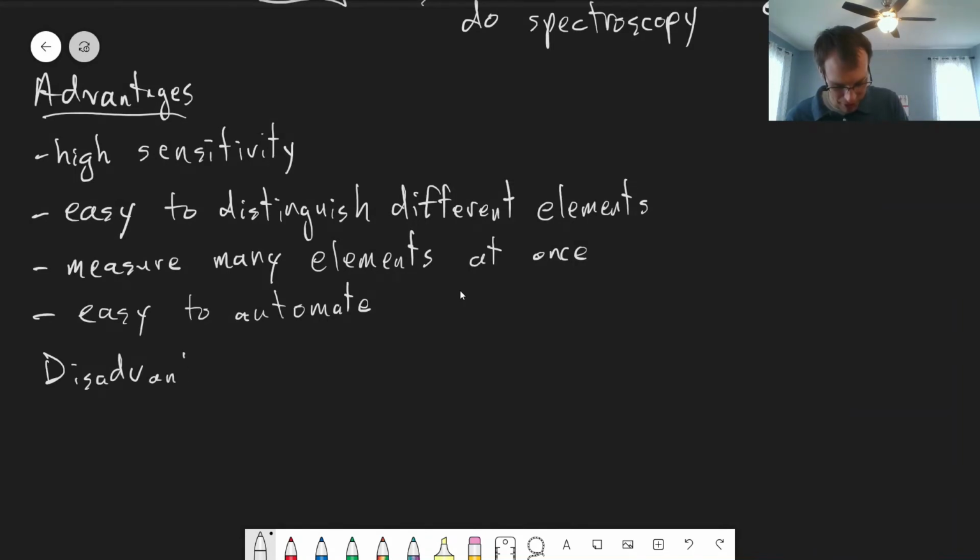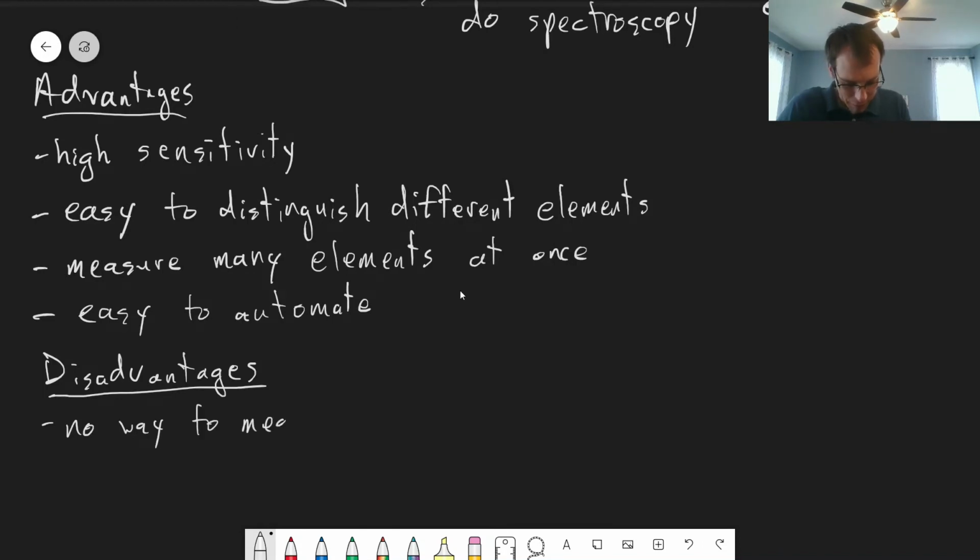So some of the disadvantages, of course, the biggest one is that if what you're interested in measuring is actually a molecule, you can't do it. So there's no way to measure molecules. Now, if what you're trying to measure is part of a molecule, and the molecule is the only thing that contains that in your sample, you could still use this. So say, for example, you're looking at hemoglobin and iron is in it. You can measure the iron to get an idea of how much hemoglobin there was if there's nothing else that contains iron in your sample.